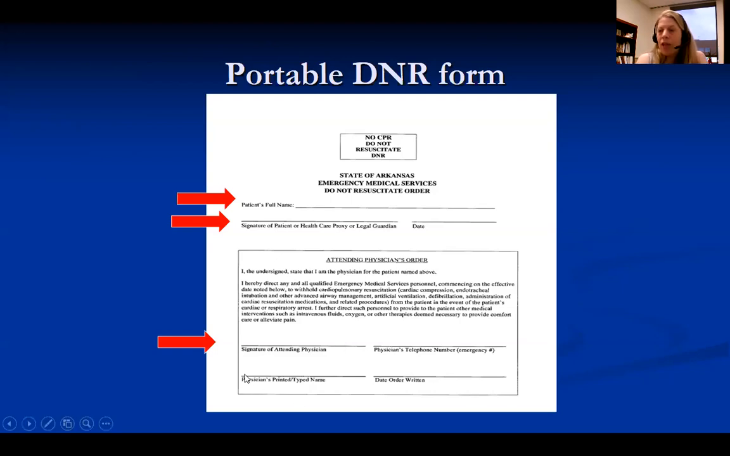Signature of the physician, printed name, the physician's telephone number, and the date. And again, I would recommend this being a telephone number that is close to the physician, because this is really if EMS has any questions. So I usually put my cell phone here.